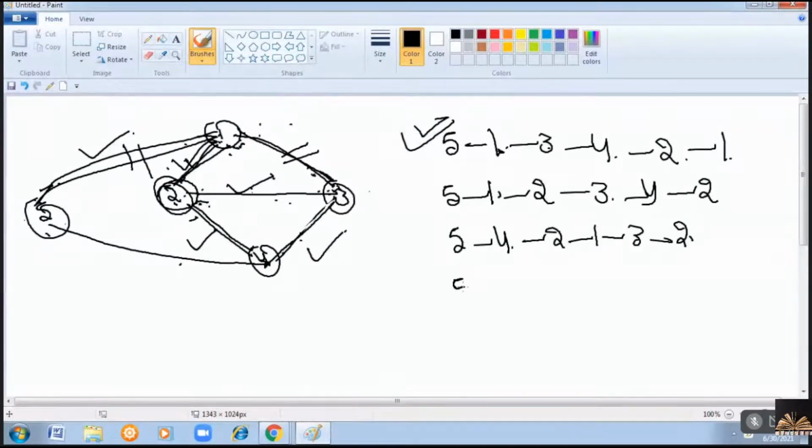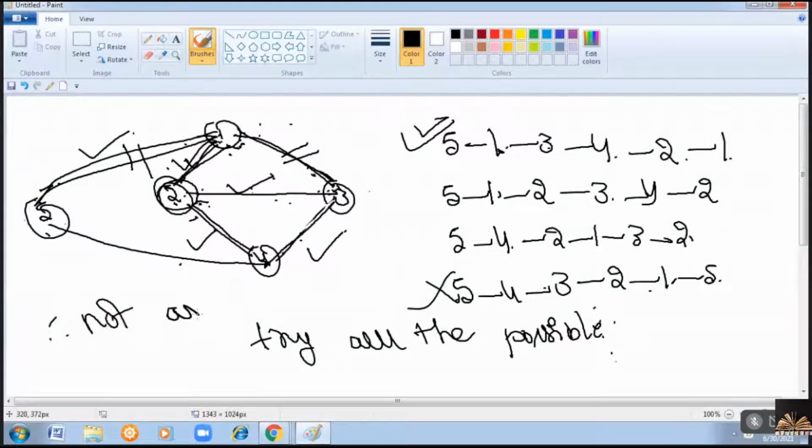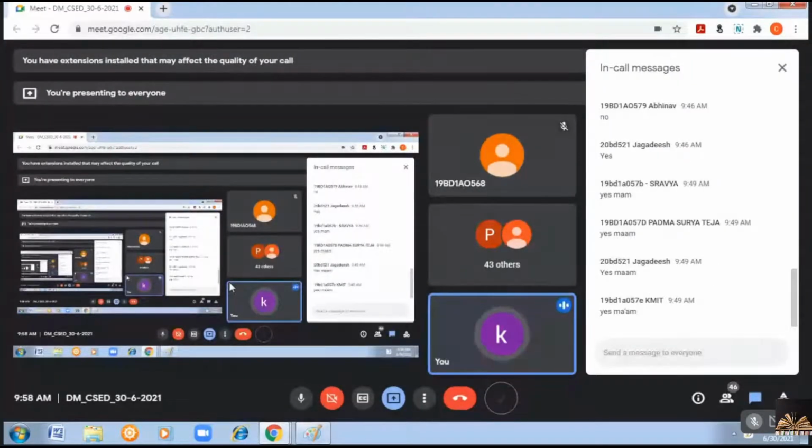Let me check the remaining possibility. 5 to 4, 4 to 3, 3 to 2, 2 to 1, 1 to 5. Still there are some edges which aren't visited. So like this, you have to try all the possibilities. When you try all these possibilities, you are unable to visit all the edges and unable to come back to the starting vertex. Therefore, this given graph is not an Euler graph. Clear now? Because there does not exist an Euler circuit, so it is not an Euler graph. Is it clear?